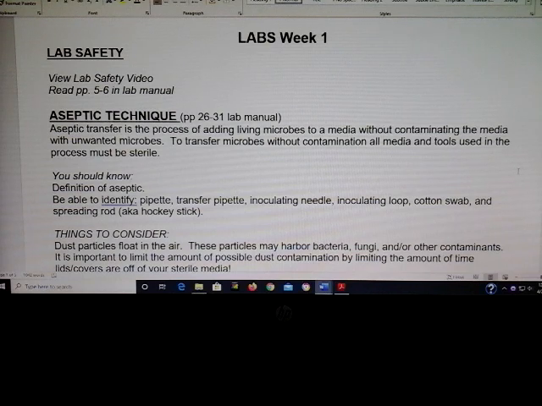So for week one in the lab, we're always looking at lab safety, because to be in a micro lab, you have to make sure that you're using very safe techniques. Some of the techniques that we use are called aseptic or sterile techniques. Basically, aseptic, sterile. And there are different things that you'd be using in the lab, like a pipette, inoculating needle or loop, cotton swabs, etc.